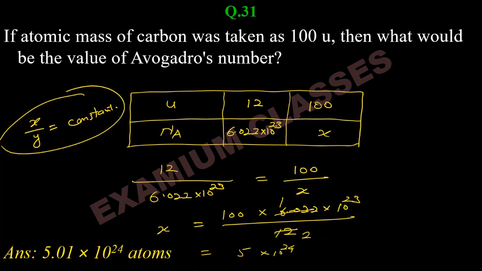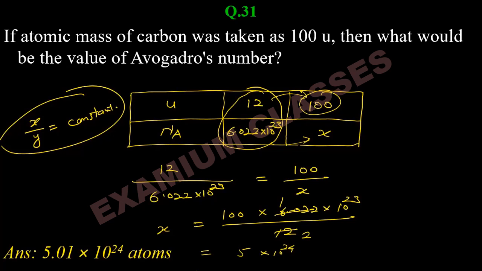Now why did we consider this? It says that if 12 gram has this many, we know that in 12 gram there will be these many molecules. So if it were 100 grams, in the same proportion, the molecules will increase. That's why we applied the proportionality formula.